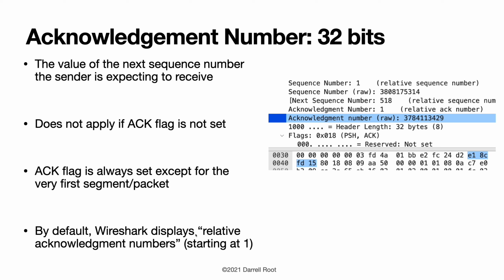By default, Wireshark is also displaying relative acknowledgement numbers, which help make it easier to read and also help you keep situational awareness of how many octets have been sent in that TCP connection. So here we have an example where the raw acknowledgement number is large, but the relative acknowledgement number is 1, meaning we have not received any data in this TCP connection yet, and we're expecting to receive our first byte.